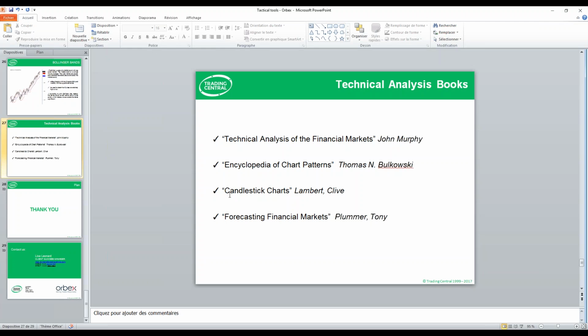Then you can also have a look at the candlestick charts by Clive Lambert if you want to learn more, if you like the Japanese candlestick patterns. And also Tony Plummer, which is a more generalist book, which is also interesting.